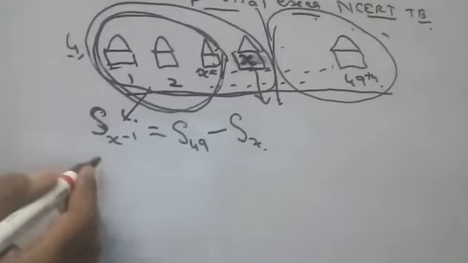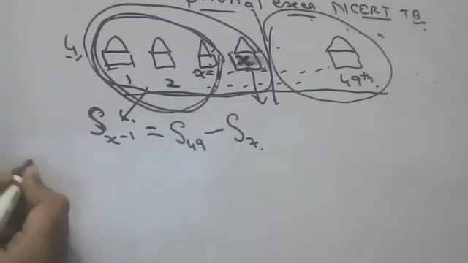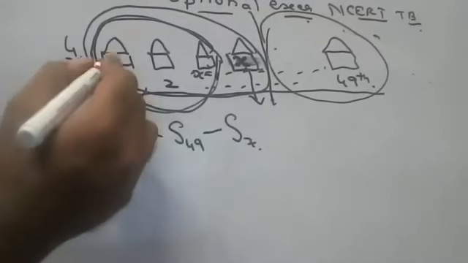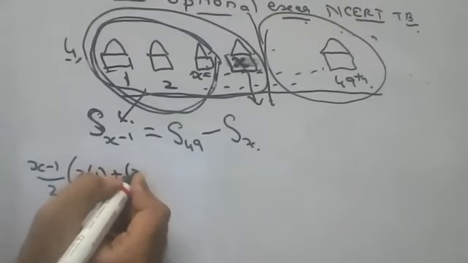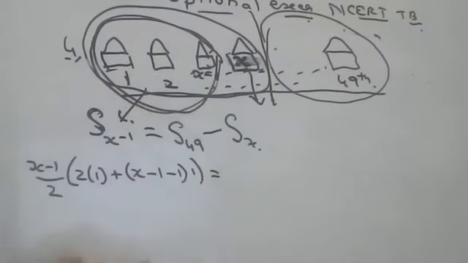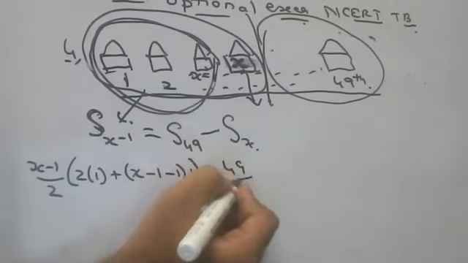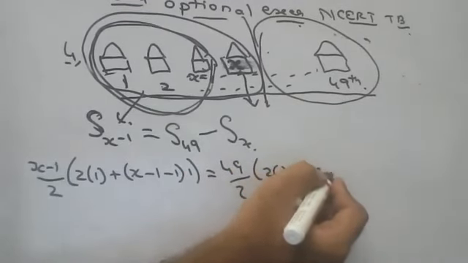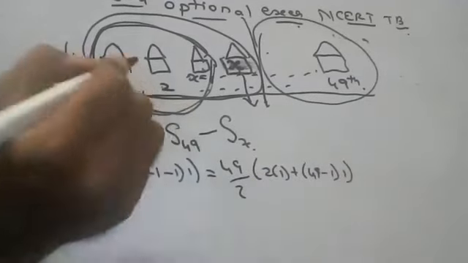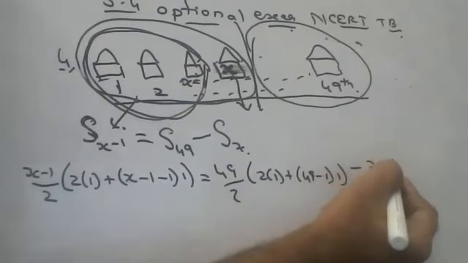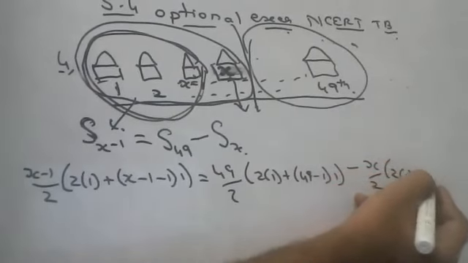Okay, children. So substitute in the formula. Slowly I'm doing it, children. See here: n by 2 into 2a plus n minus 1 into common difference. a is 1 only, no? So 49 by 2 into 2a plus 49 minus 1 into common difference, which is 1. 2 minus 1 is 1. Those who didn't understand, check: n by 2 into 2a plus n minus 1 into common difference 1.